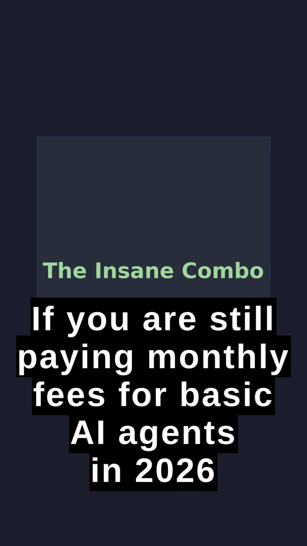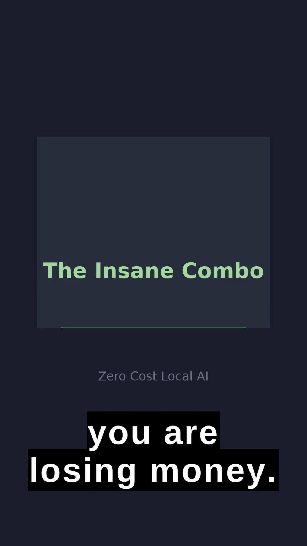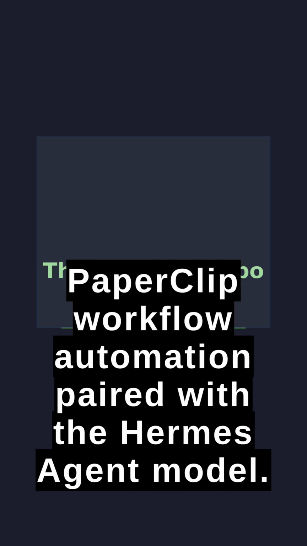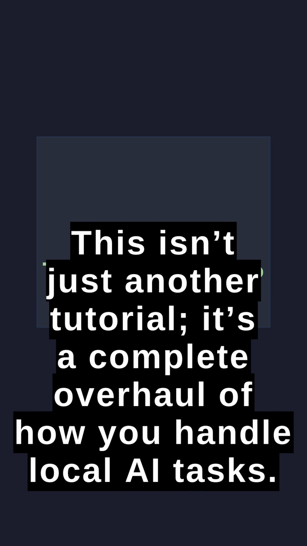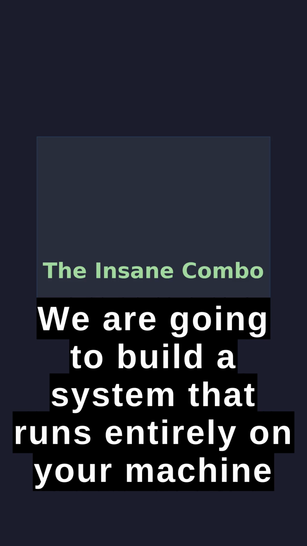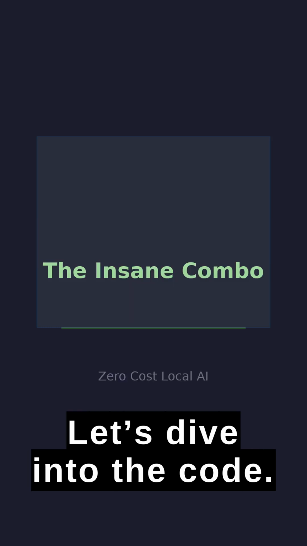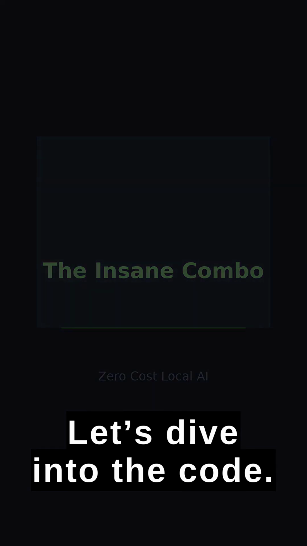Stop scrolling. If you are still paying monthly fees for basic AI agents in 2026, you are losing money. Today, I'm showing you a combination that feels illegal to know: PaperClip workflow automation paired with the Hermes agent model. This isn't just another tutorial, it's a complete overhaul of how you handle local AI tasks. We are going to build a system that runs entirely on your machine, costs absolutely $0, and executes complex reasoning tasks faster than cloud-based alternatives. Let's dive into the code.